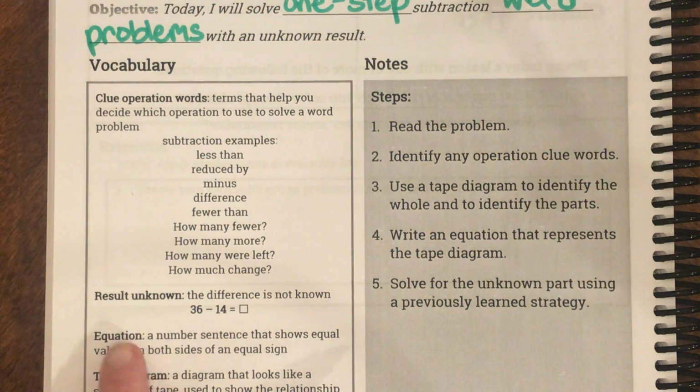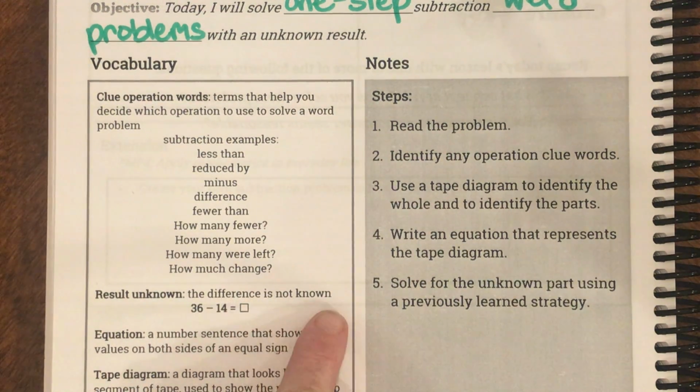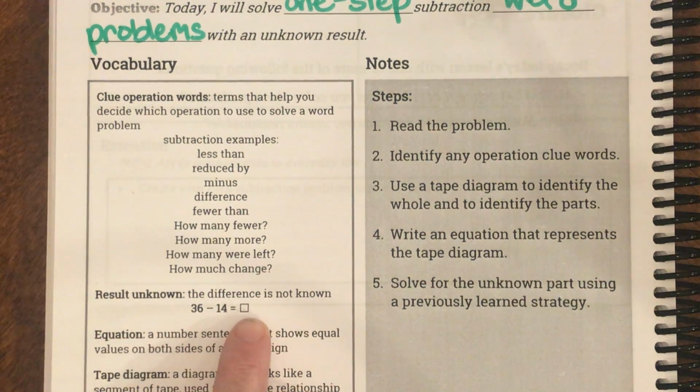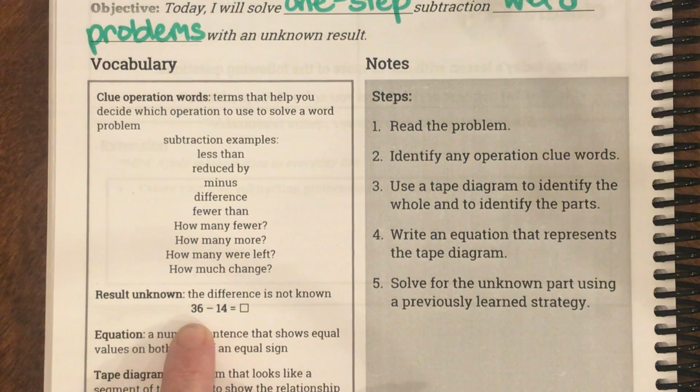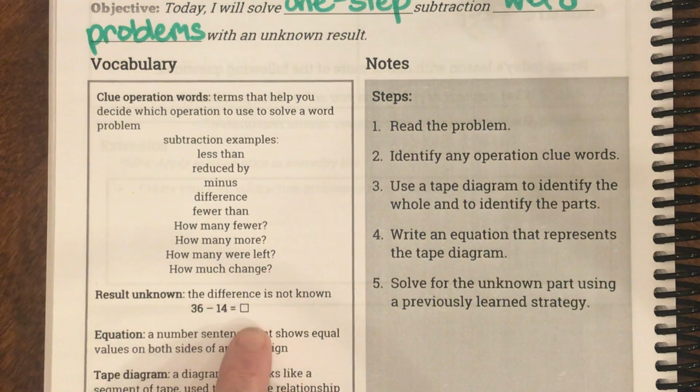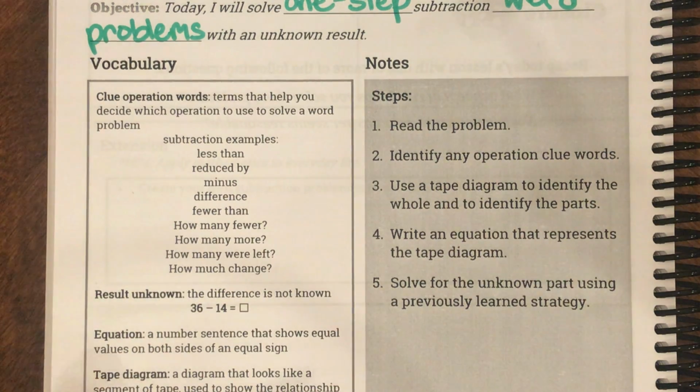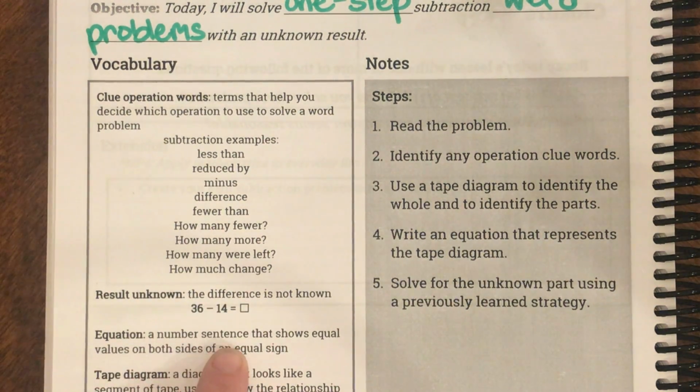Okay, then it says result unknown. The difference is not known, so we don't know our answer. So we know our minuend, we know our subtrahend, but we don't have our difference. Then an equation is a number sentence that shows equal values on both sides of an equal sign.